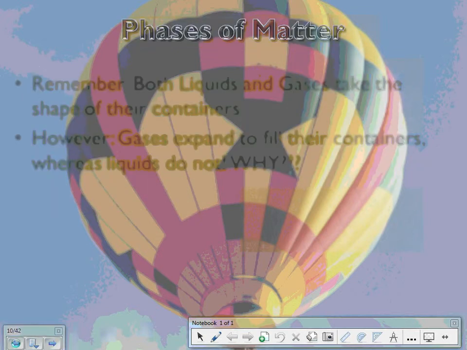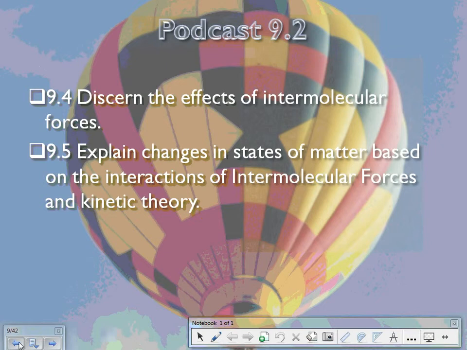Going back to that slide, here's what we're going to do today. We're going to talk about intermolecular forces. Oh, drawing straight lines is hard. That's fine. And we're also going to talk about changes in states of matter.